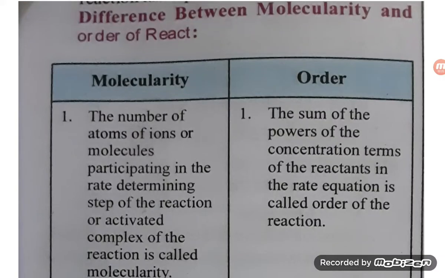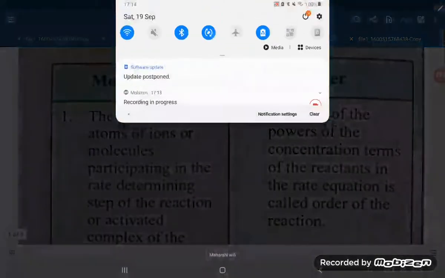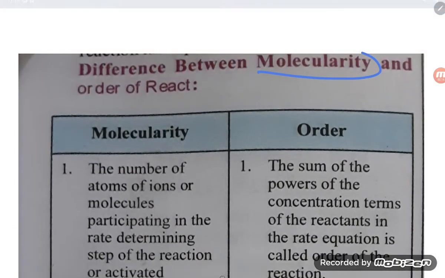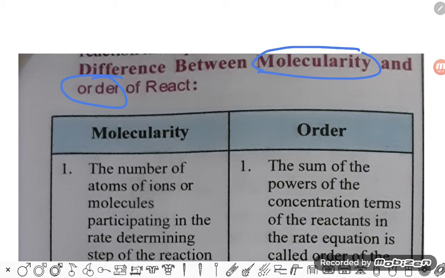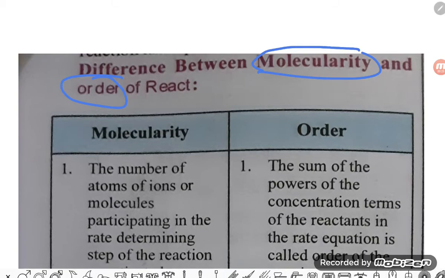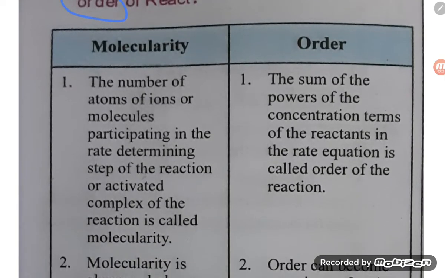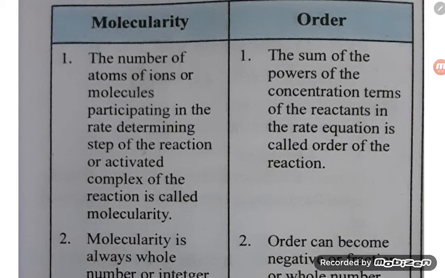Hello students, let us understand the one difference between molecularity and the order of reaction. So that is the molecularity of reaction from chemical kinetics, and that is the order of reaction we are going to understand. Molecularity is the number of moles, and order is the sum of the powers of concentration in the rate of reaction. Let us read out the slides, then you will be able to understand better.